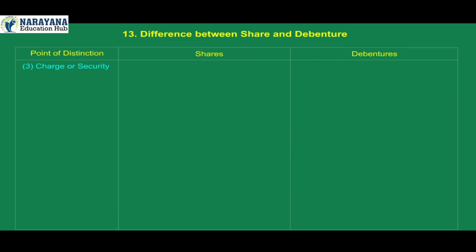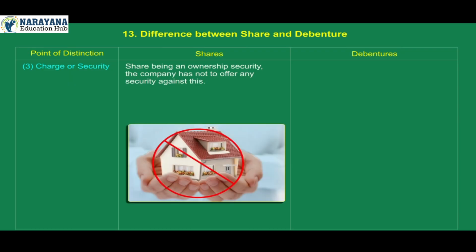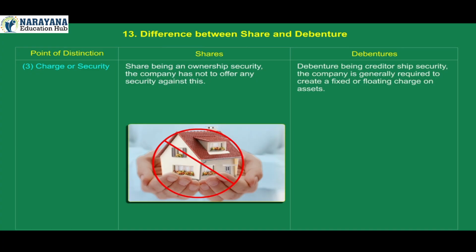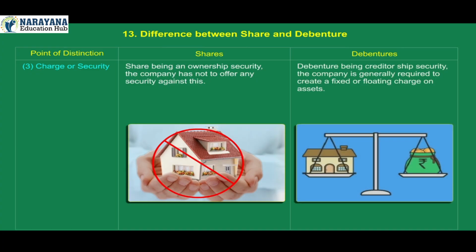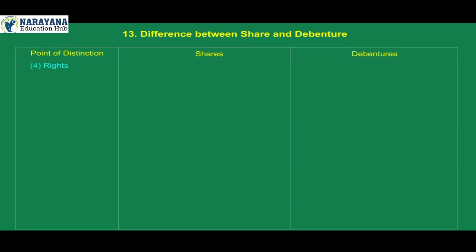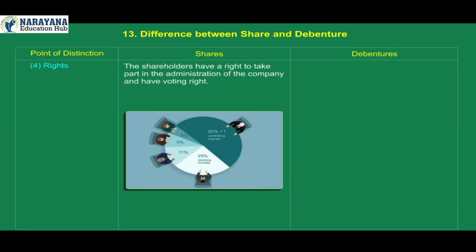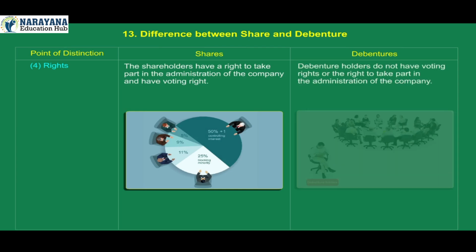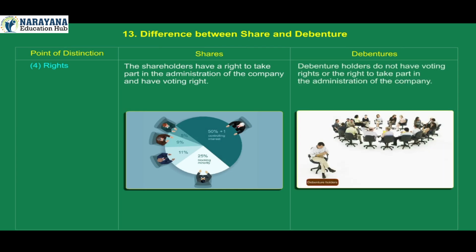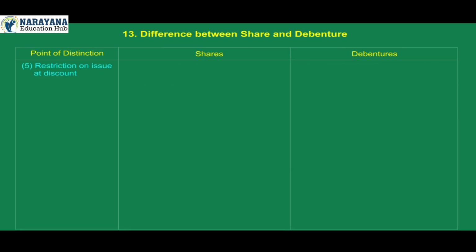3. Charge or security. Share being an ownership security, the company does not have to offer any security against this. Debenture being creditorship security, the company is generally required to create a fixed or floating charge on assets. 4. Rights. The shareholders have a right to take part in the administration of the company and have voting right. Debenture holders do not have voting rights or the right to take part in the administration of the company.